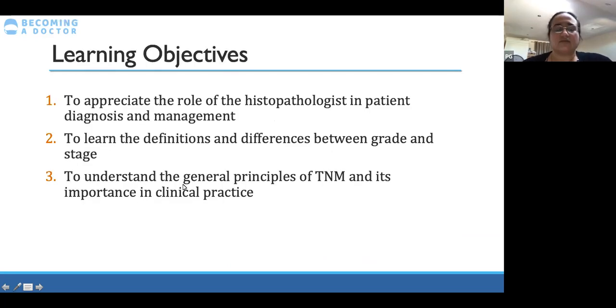I'm just going to go through the learning objectives. First of all, I want to take you through the role of the histopathologist in patient diagnosis, because I appreciate that not all of you would have had exposure to a histopathologist. You might have had someone lecturing you, but in terms of seeing what they do day-to-day, you might not be aware. So I wanted to clarify that, and then talk about the definitions and differences between grade and stage, which is really important to understand, and also to talk about TNM and the basic principles of that.